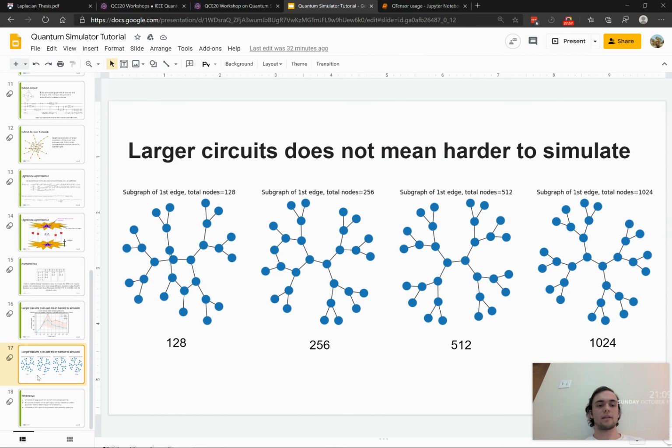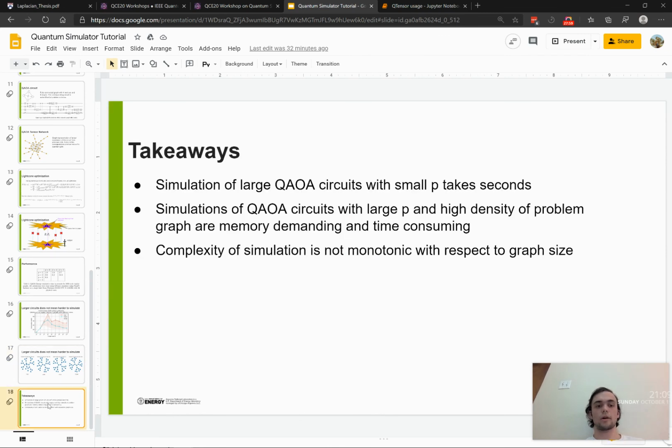And I believe this is what I have time to tell you. The key takeaways are that a small number of p means that you have small circuits, and you can simulate very large graphs in seconds. A large number of p means that you have exponentially larger circuits, and this means that you have an exponentially larger amount of memory required to simulate. So they are time-consuming. And the interesting thing is that the complexity of simulation is not monotonic with respect to the graph size that you use.